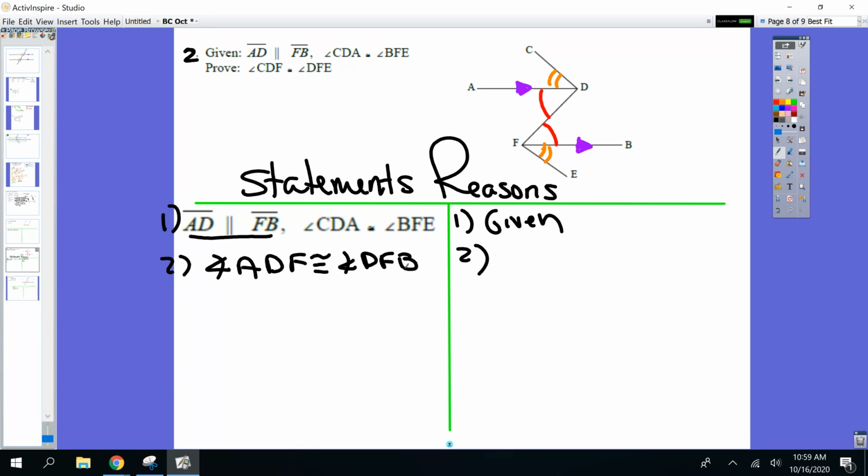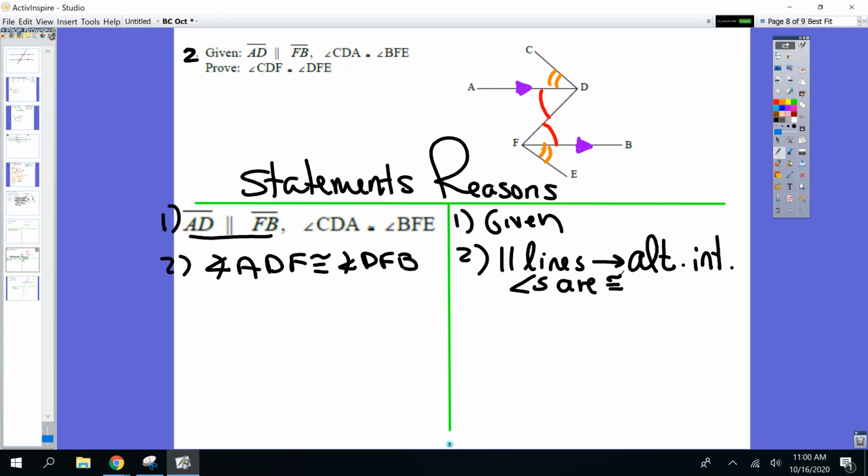Okay. What's my reason going to be? What did I give you? What do you start out with? What type of lines? Parallel lines imply. Now what type of angles do I have? Alternate interior angles are congruent. The reason's never going to change. It's just what type of angles. Okay, so that's why they gave you the parallel lines.